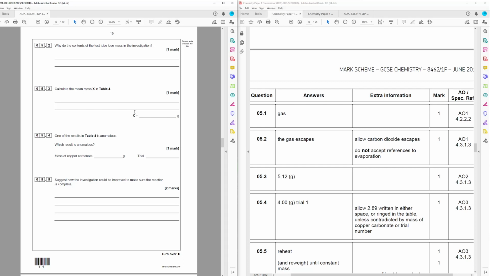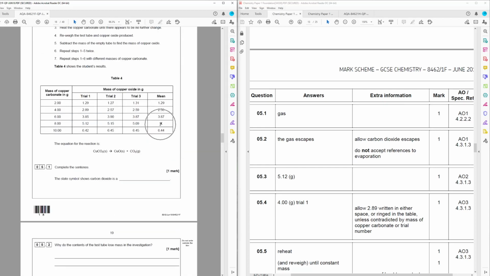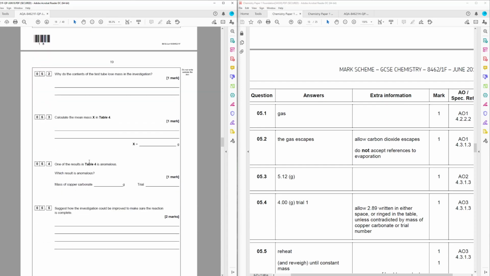For 5.3, calculate the mean mass in table 4. So in table 4 here, looking for the mean mass, you've got 3 numbers here. None of them stand out as being anomalous results. So add them all up, divide them by 3. If one of those numbers was really, really stupid looking, then you'd want to leave that one out and add the other 2 up and divide it by 2.